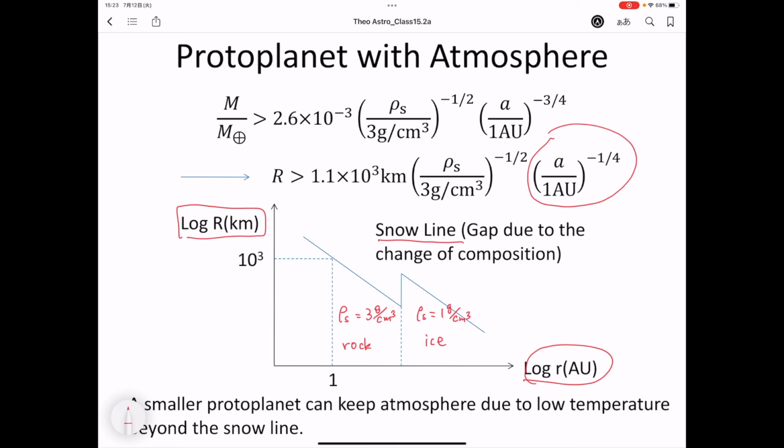It might be important to take into account the effect of atmospheres of a protoplanet when we consider the growth of the protoplanet, especially in the outer regions. Okay, this is the end of the first session. We studied the formation of atmospheres.